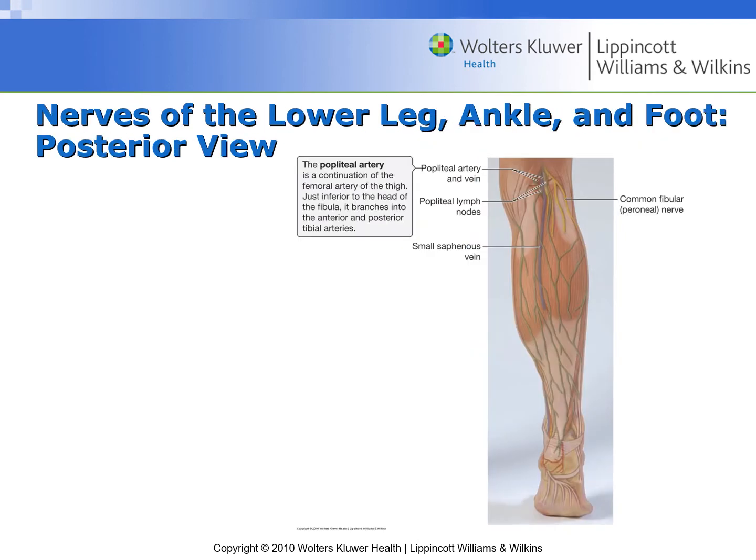Now let's continue to take a look at special structures of the leg, ankle, and foot from a posterior view. The popliteal artery is a continuation of the femoral artery of the thigh. Just inferior to the head of the fibula it branches into the anterior and posterior tibial arteries. We can see the popliteal artery and vein. We can also see the popliteal lymph nodes. We can see the small saphenous vein, and we can also see the common fibular peroneal nerve.